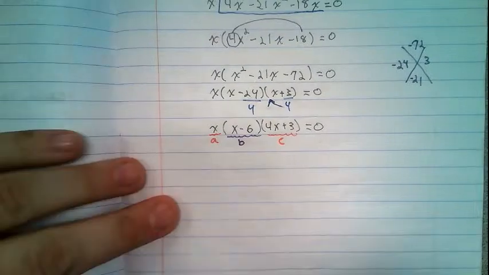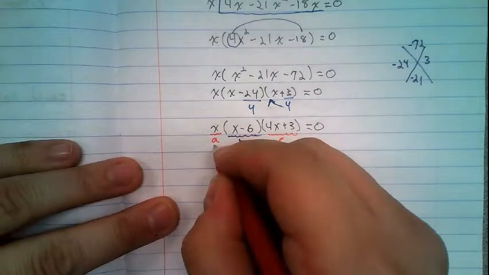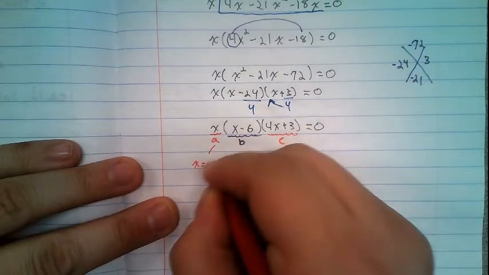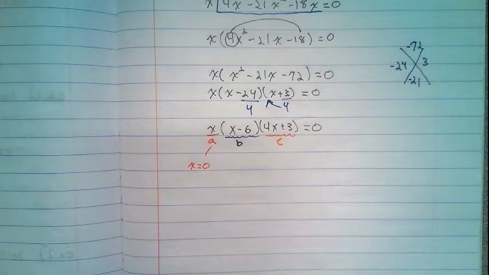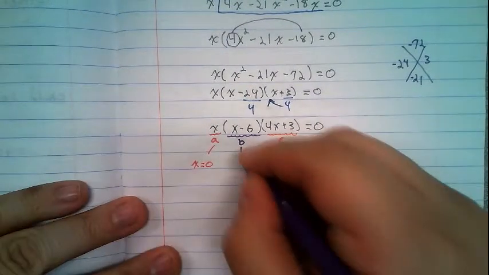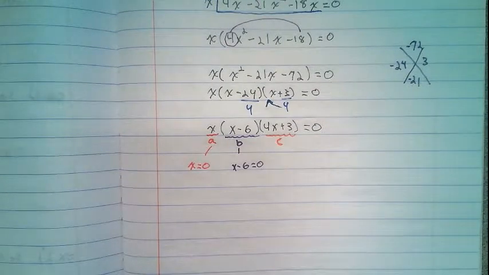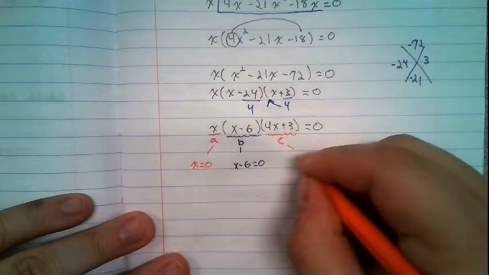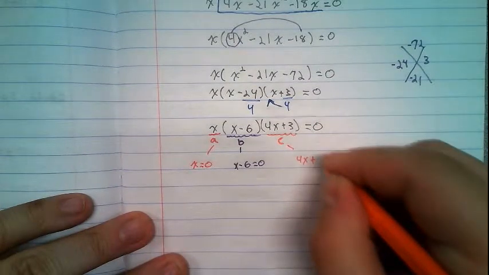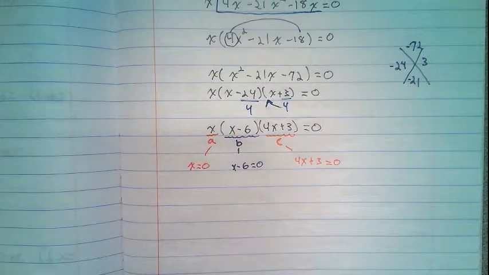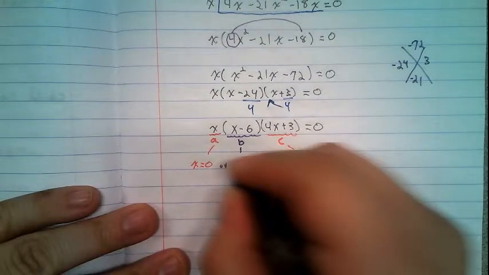So I know that either x equals 0, that's an easy enough one to solve, or x minus 6 equals 0, or 4x plus 3 equals 0. So I have 3 factors, which means I'm going to have 3 different possibilities.